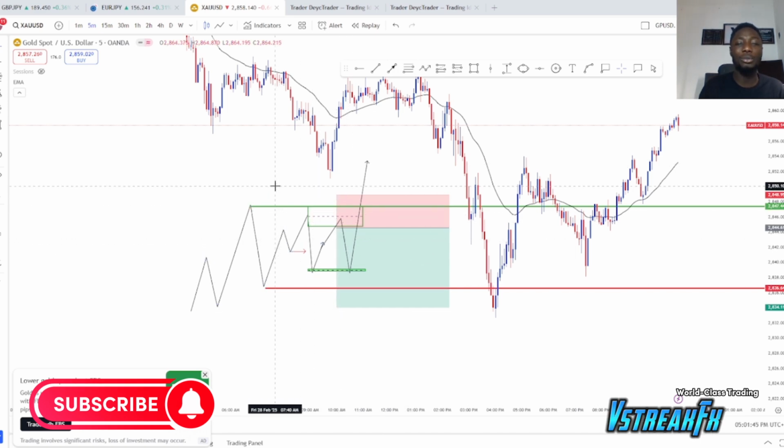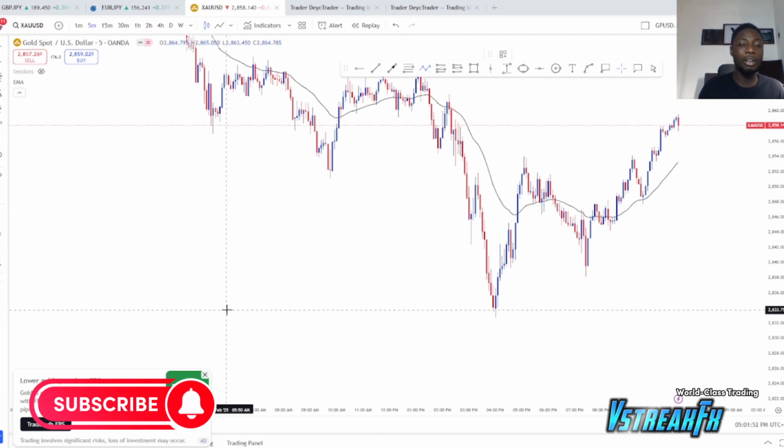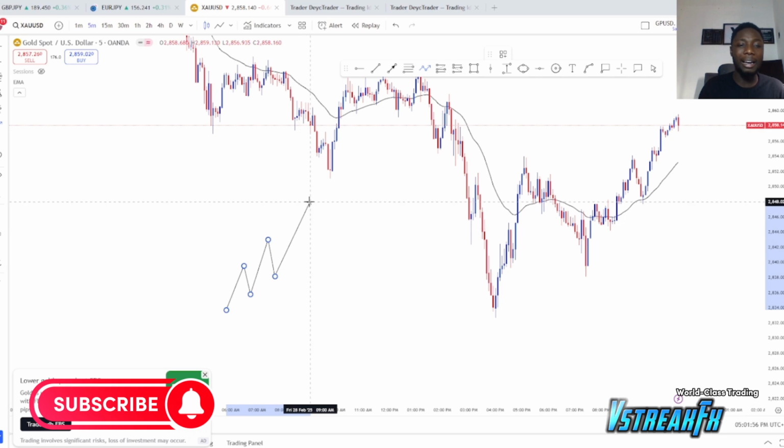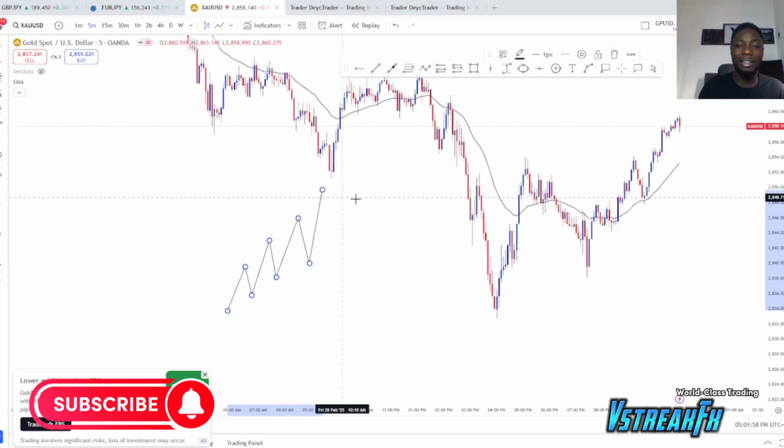So you have to understand market structure correctly before you can actually trade this strategy. Market structure is very simple. Just label your chart with a series of higher high, higher low, higher high, higher low, higher high, higher low, and another higher high.